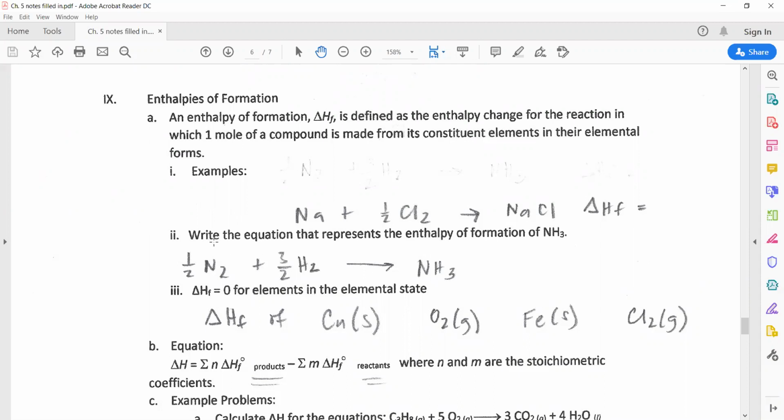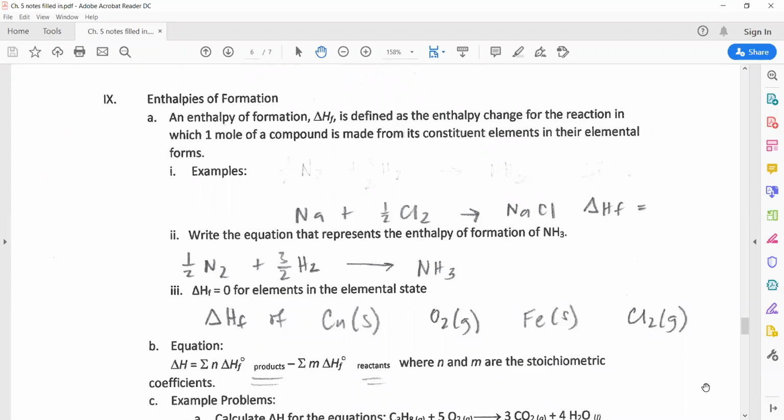So for example, write the equation that represents the enthalpy of formation of NH3. So you're forming a compound, and you have to only be making 1 mole of it. Okay, so you've got 1 mole of NH3 from its elements. So you think, what is the elemental state of nitrogen? Well, it's a diatomic, so it comes as N2. Hydrogen, its elemental state is also diatomic, so it's H2. And then you've got to get these to match the right side. So you only need 1 nitrogen, which means you're going to put 1/2 here, so that 1/2 times 2 gives you 1. And then you only need 3 hydrogens, so 3/2 times 2 gives you 3.